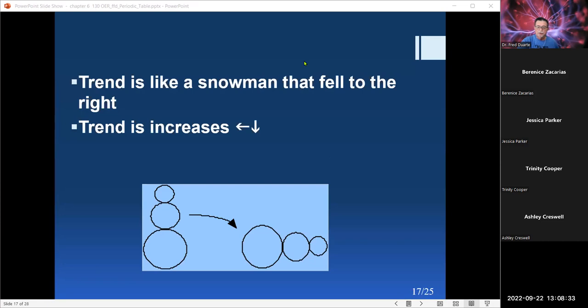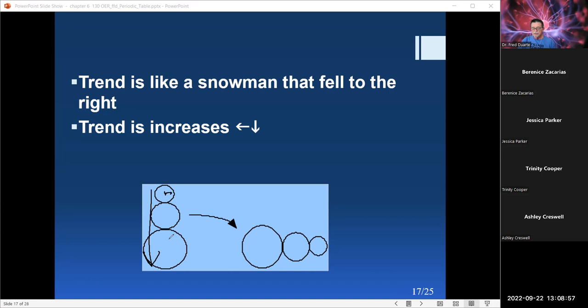And so a general trend to help you out is this little snowman that we have here, meaning the circles: the head, the middle, and the bottom. That circular shape represents the radius, okay? And so you can see as you go down the periodic table, the radius gets larger.